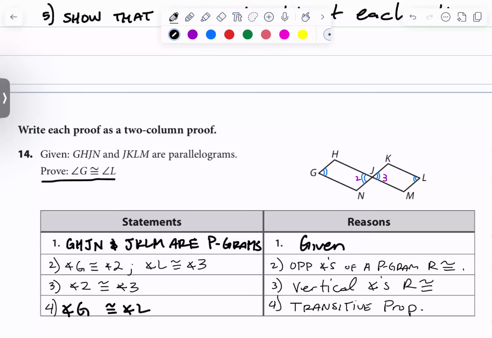That is the lesson for today. Okay, that is the lesson on 15.6, properties of parallelograms. Thank you.